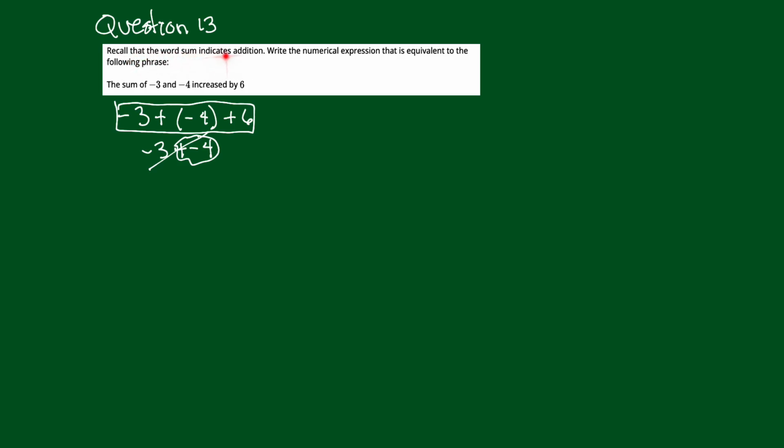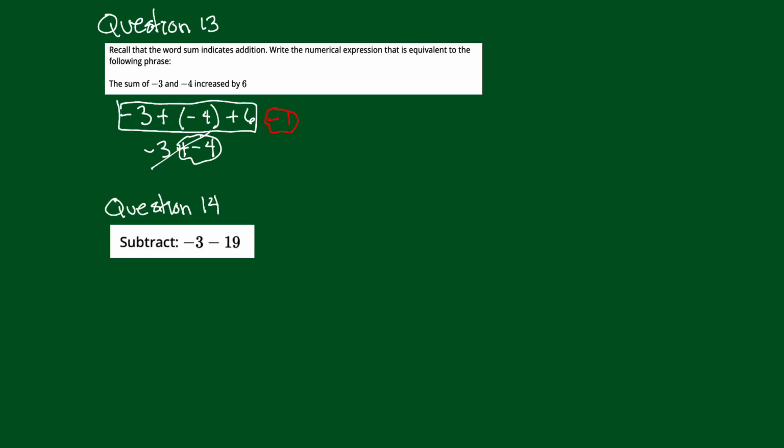Recall that the word sum indicates addition. Write the numerical expression that is equivalent to this phrase. Nope, we're not supposed to do anything more, but we could. We don't have to, but what do you get here? Let's just see. Negative 3 plus negative 4 is negative 7, and then negative 7 plus 6 is negative 1. So I'm thinking this thing here would be a negative 1.